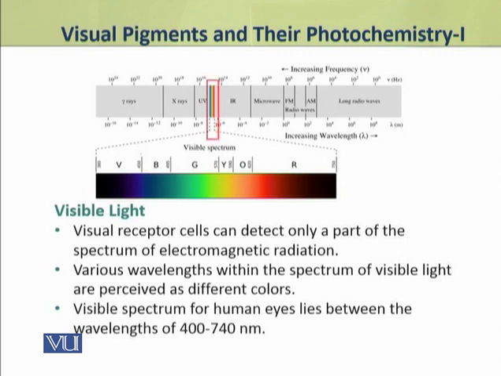The various wavelengths within the spectrum of visible light are perceived as different colors. जो चीज विजिबल स्पेक्ट्रम में हमें नजर आती है वो डिफरेंट कलर्स में नजर आती है. तो विजिबल स्पेक्ट्रम has been divided into various colors. The visible spectrum for human eyes lies between the wavelengths of 400 to 740 nanometers.